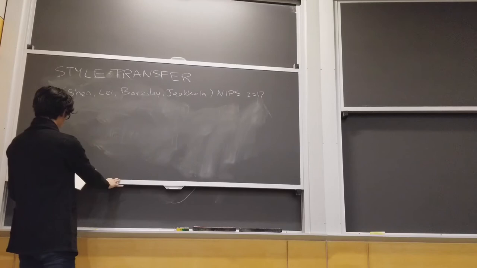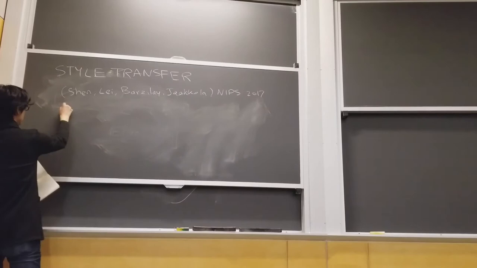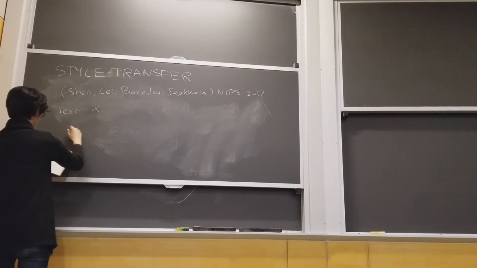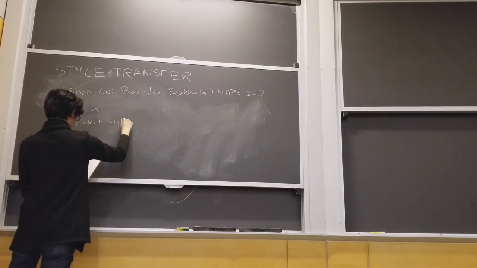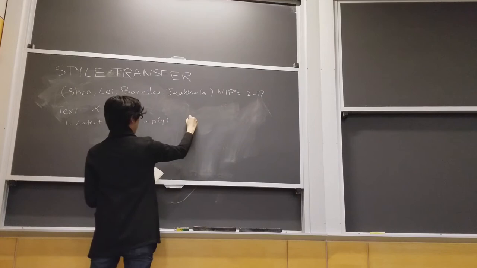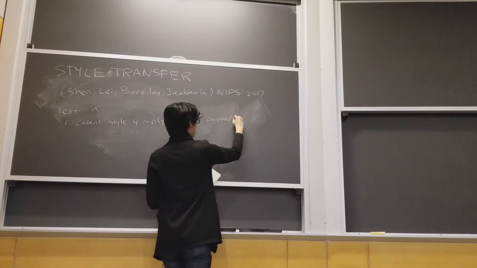So consider a generative process that's generating text, which I'm going to call X. First, you generate latent style. Call that Y. And for example, this could be plus or minus one for positive or negative sentiment, sentiment being like emotion, maybe.